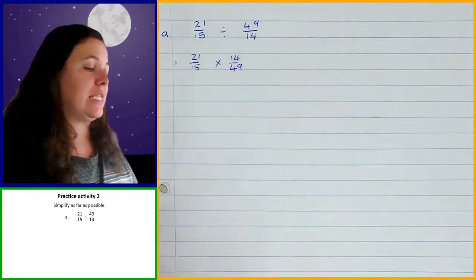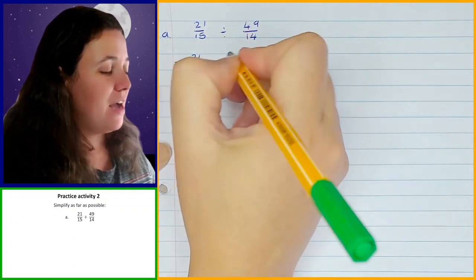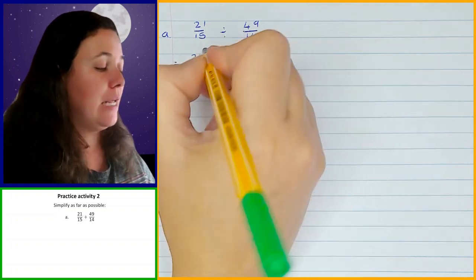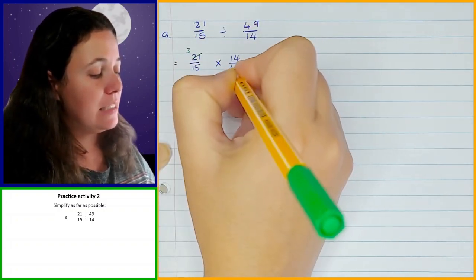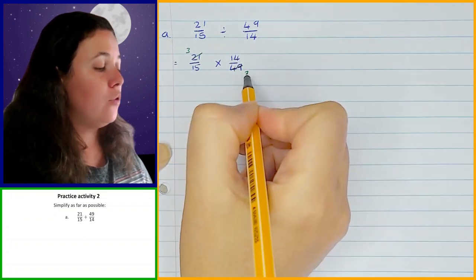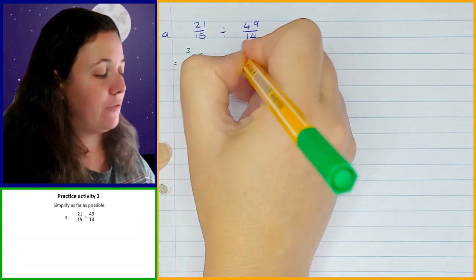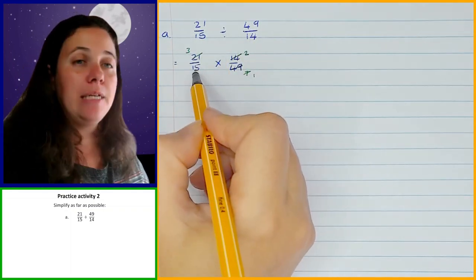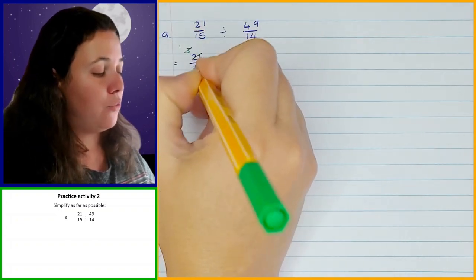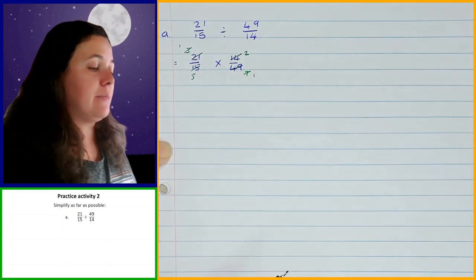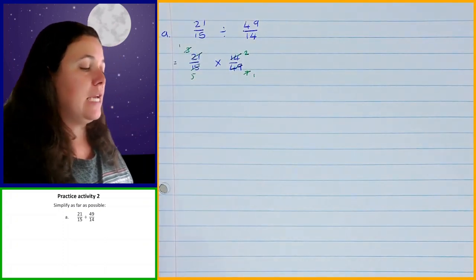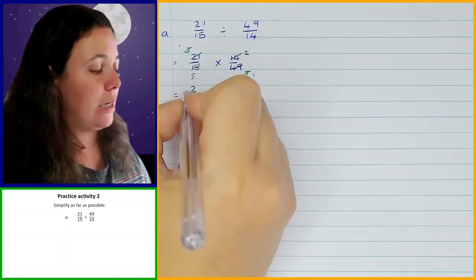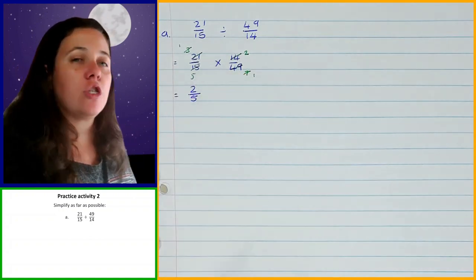Once I've done that, I can go and simplify any common factors. So over here, I've got 21. 7 goes into 21, and 7 also goes into 49. So I can say 7 goes in there 3 times, 7 goes in there 7 times. Then 7 also goes into 14 over here, so I can say 7 goes in there twice, and 7 goes in there once. So now my 7s are cancelled out. I've got a 3 over here and a 15 that I can still simplify. So 3 goes in there once, and 3 goes in there 5 times. And now I don't have anything else that I can simplify, so I'm going to go and multiply my numerators, giving me 1 times 2, which is 2, over my denominators, which is 5 times 1, which is 5. So for that question, you should have got 2 over 5.